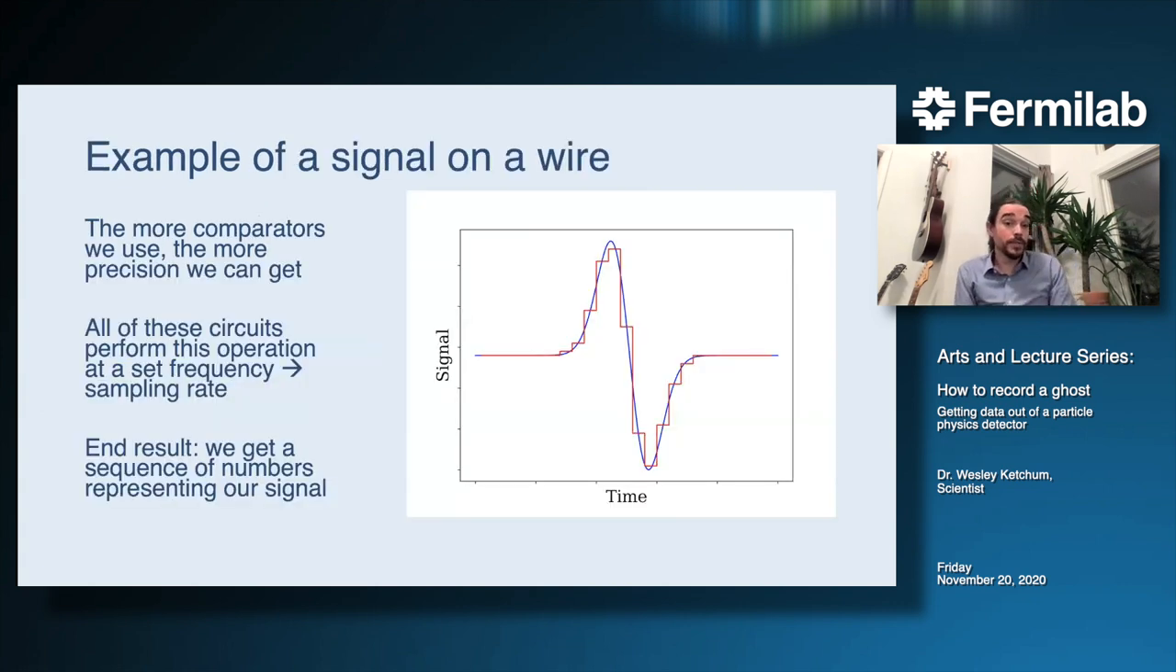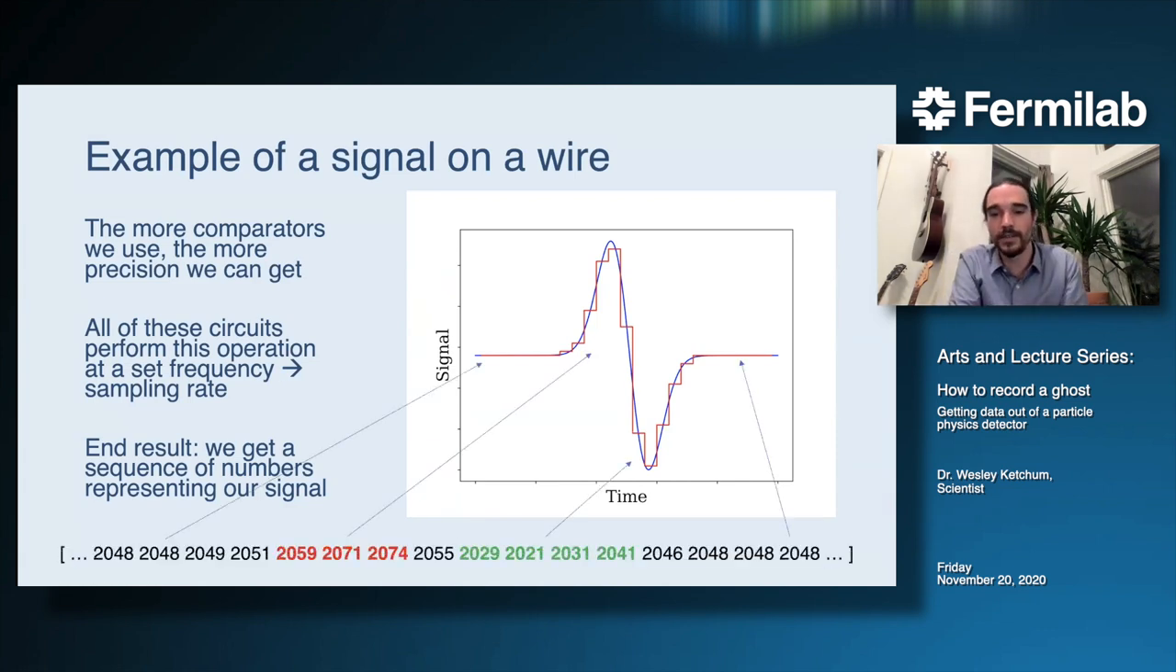The more comparators we use, the more precision that we can get. And so that's something that goes into the precision of our ADCs. And all of these circuits perform this operation at a set frequency or a sampling rate. And so in the end result, we get a sequence of numbers representing our signal. So we have that original analog blue, nice smooth input signal, and then we turn it into this blocky but now digitized red signal. And that might look something like this if we actually print out all of the numbers, where there's a portion where there's no signal, that's at some baseline value. And then there's a part where the voltage goes up and the numbers go high, and a part where the voltage goes down and the numbers go down too.